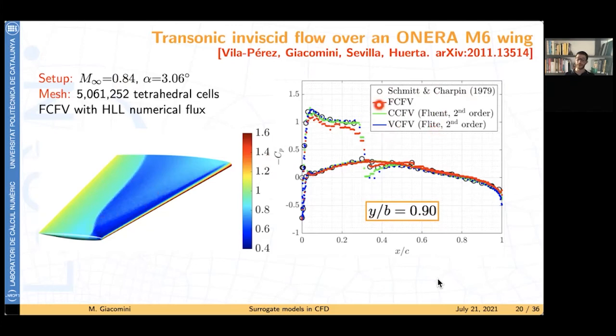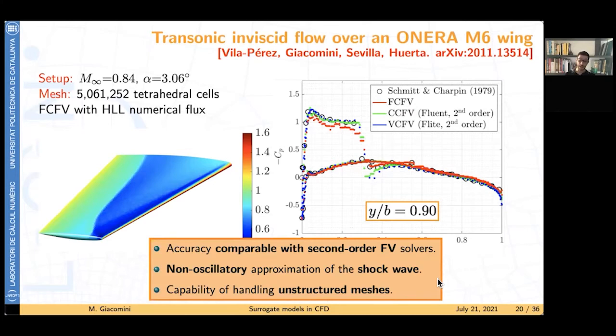Green and blue are second order finite volume solvers, respectively cell center from Fluent and vertex center from Flight. And in red, we have the face center finite volume method. So we observe that we have accuracy comparable with second order solvers. Of course, they are more precise in this region because they are second order indeed. But most importantly, we get a non-oscillatory approximation of this shock, whereas the cell center and the vertex center present this undershoot here in presence of the shock.